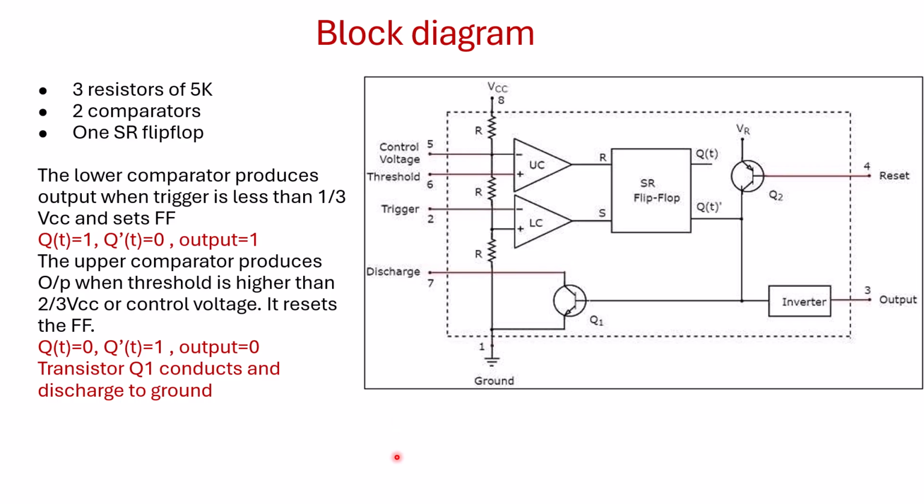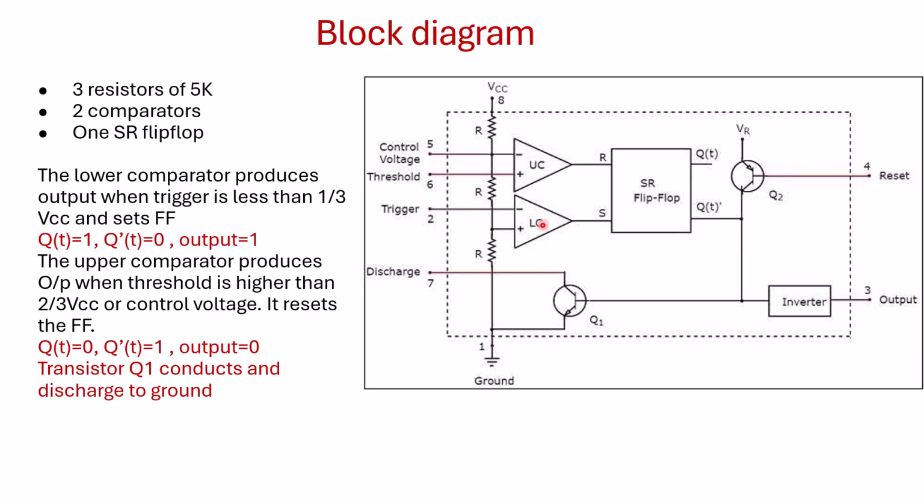When you look into the block diagram of the 555 timer, there are three resistances of 5K connected in series. This is going to form a voltage division. Since all three resistances are equal and most probably equal to 5K, it is believed that it obtained the name 555. There are two comparators, a lower comparator and an upper comparator, and one SR flip-flop. Let me see how this 555 timer is going to work.